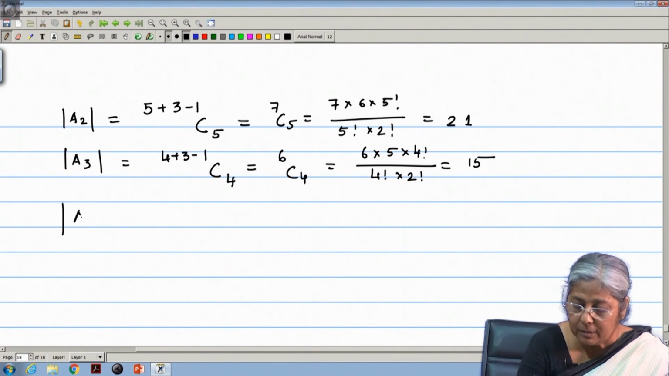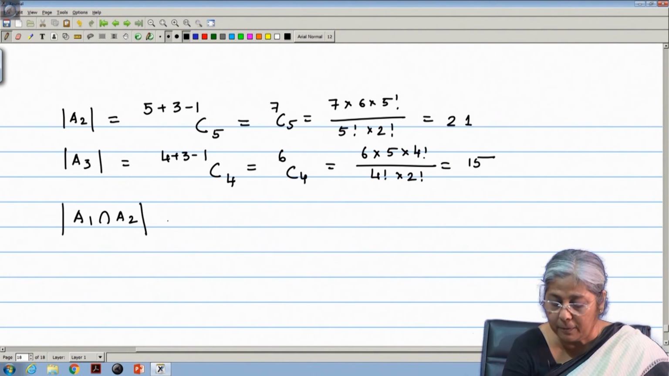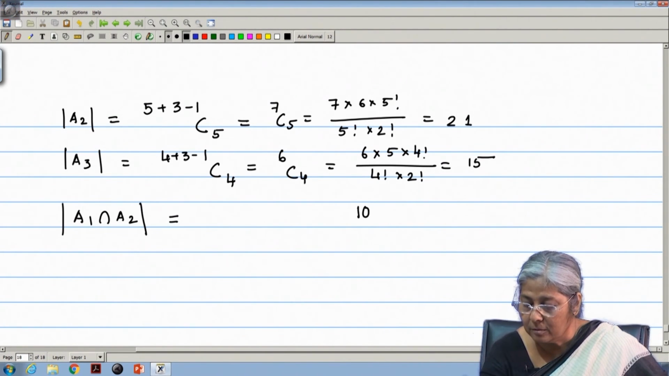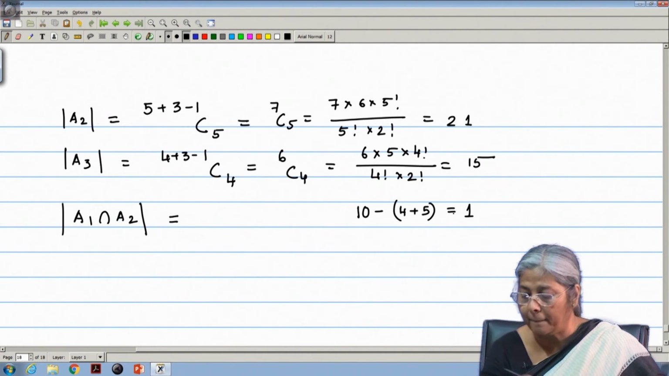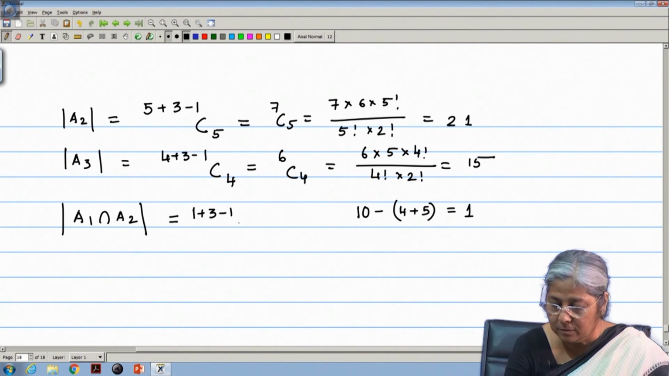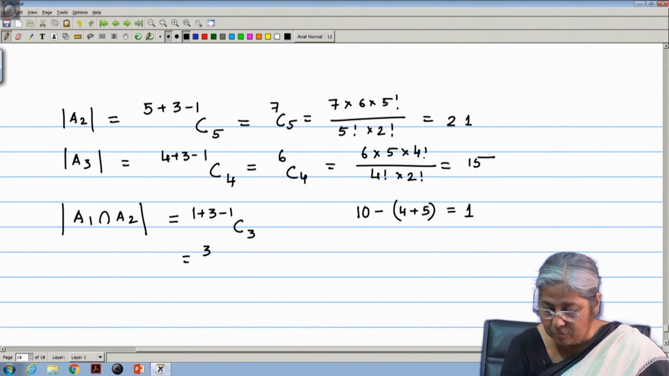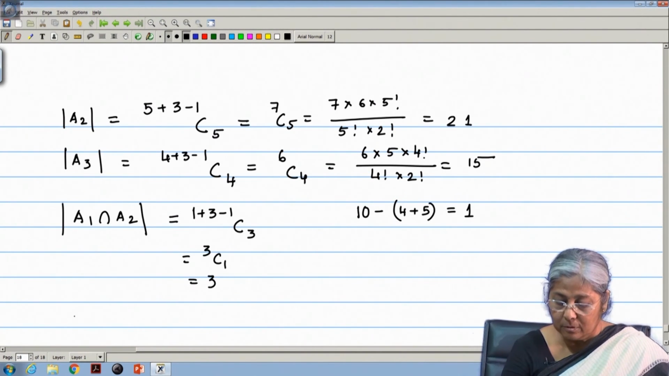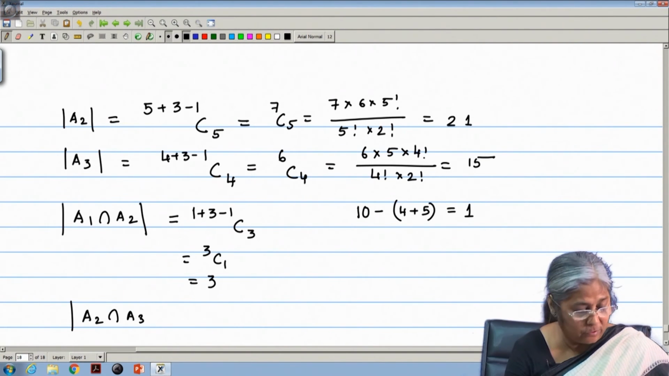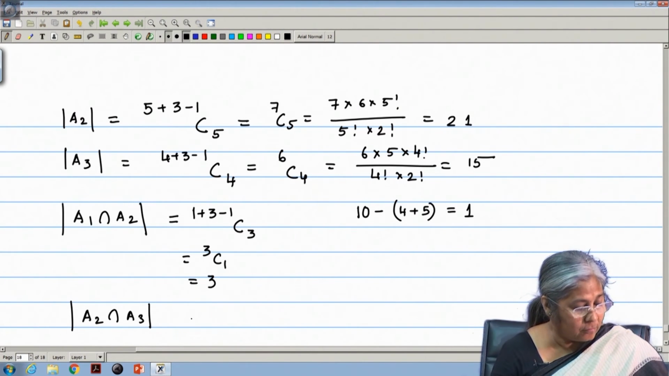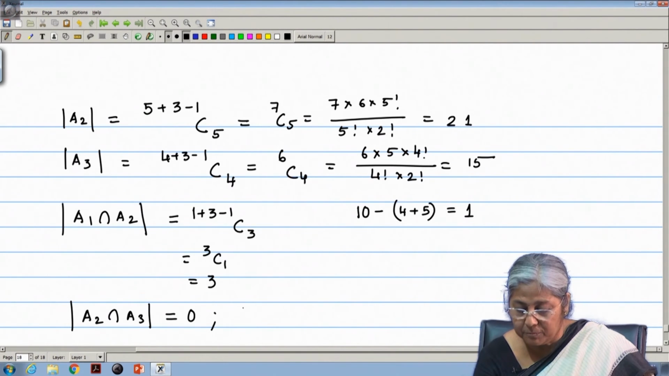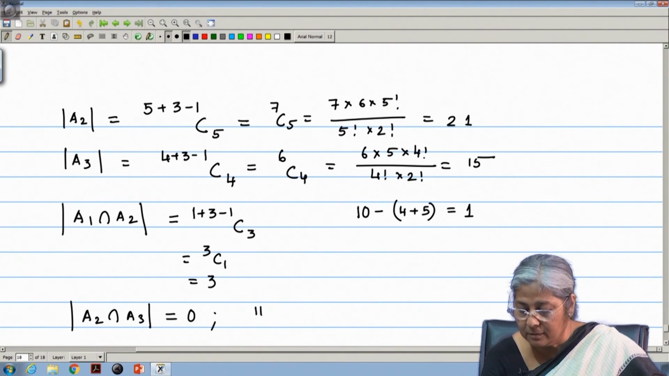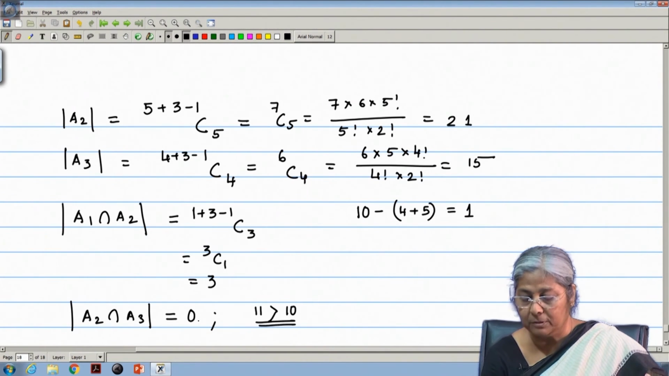Now, the two-way combinations. I can get A1, A2 if I take them together. So, this becomes 10 minus 4 plus 5, because for A it is 4 and for B it is 5. So, this becomes 1. So, I have 1 plus 3 minus 1 C3, which is 3 C1, equal to 3. Now, for A2, A3 this becomes 0. Why? Because here this becomes 5 plus 6, which is 11, and 11 is greater than 10. So, this type of combination is not possible.